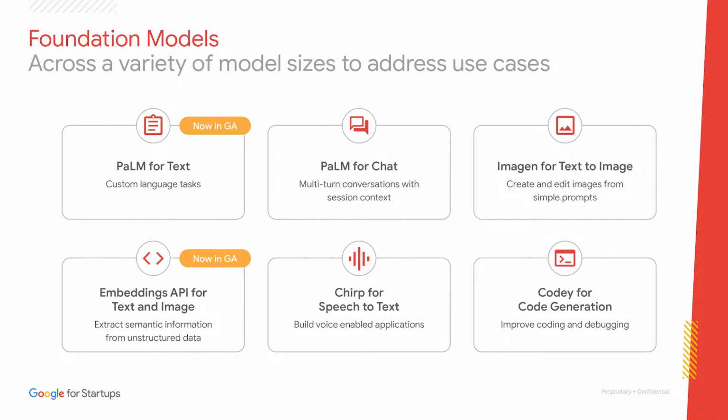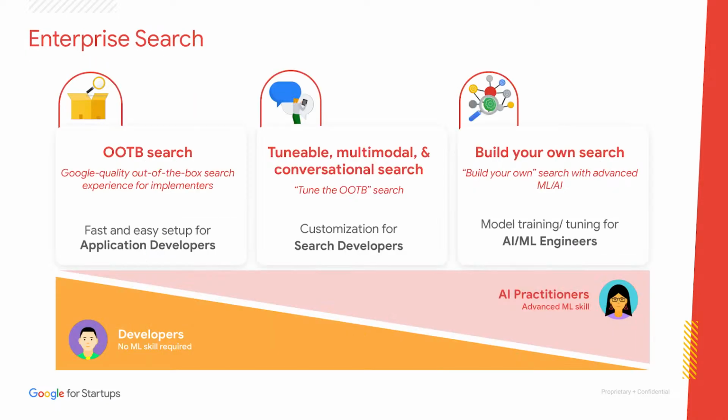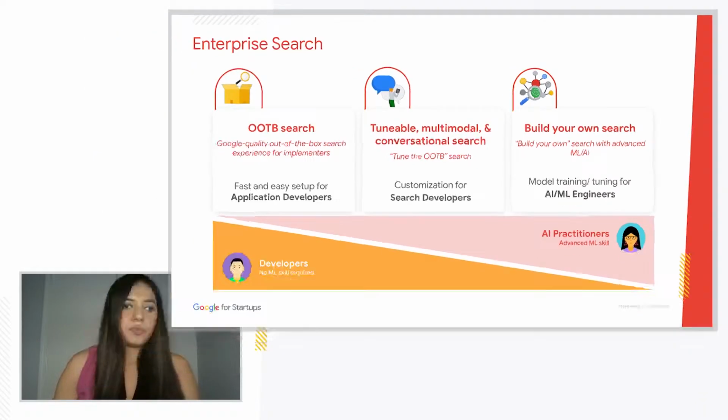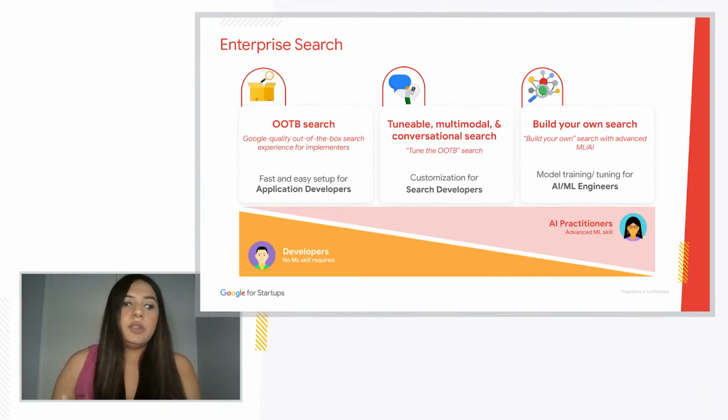Lastly, code generation is a very, very common use case with generative AI. So we have a foundation model or API called Codey for code generation, which can improve your coding and debugging capabilities. Talking about search, we all like Google search and we all want to create an enterprise level search like Google search experience. We all want to find information faster. With enterprise search, it becomes very, very easy and possible.